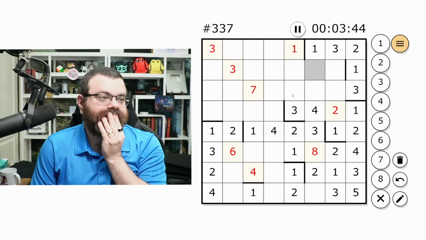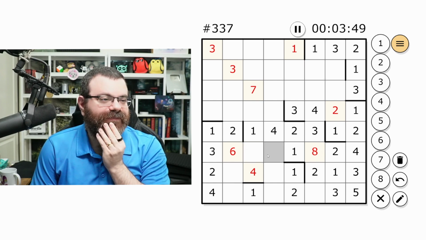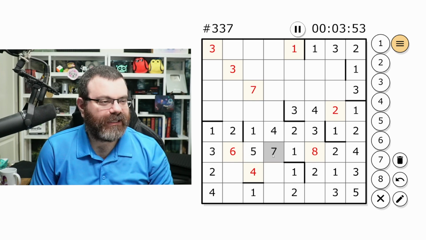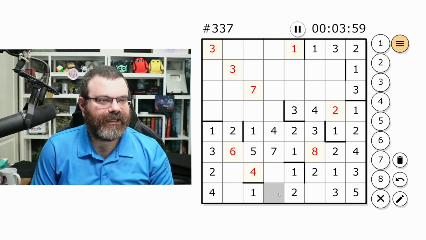Can't quite do it. What about this row? 1, 2, 3, 4. We need 5 and 7, and this 7 tells us that's 5. That's 7. Does that 7 help us? It does not. It just further reduces our triple, but it doesn't resolve it.